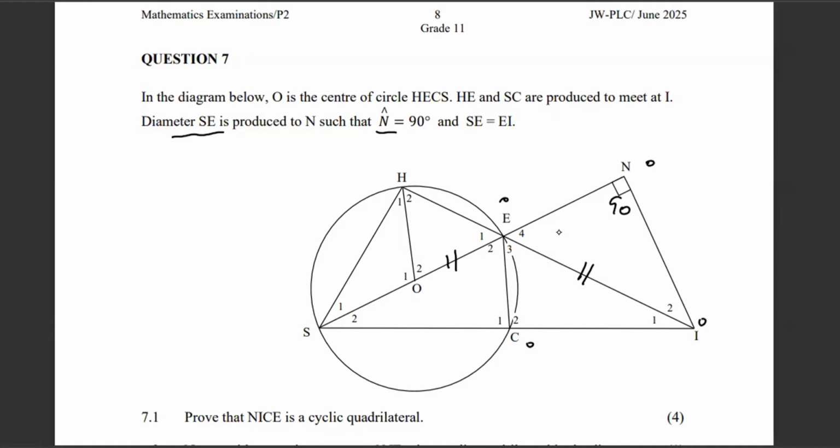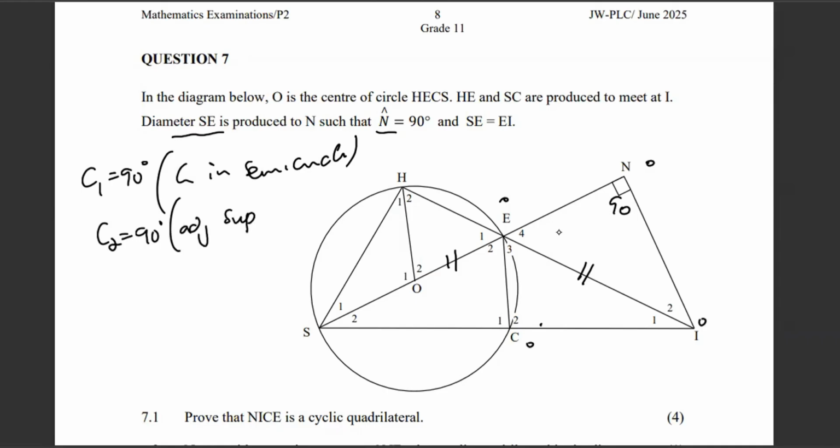Okay, so I think we're going to use the opposite angles because we already have a 90. If we can prove that C2 is 90, then we're good to go. So what I'm saying is that SHEC is a cyclic quad, but C1 is 90. Let's just use that. Angle in a semicircle, meaning that C2 is also going to be 90 because those are adjacent supplementary angles. Then we're seeing that C2 plus N gives us 180, or you can tell us that C1 is the same as N, which is 90. Then therefore, we're saying that NICE is a cyclic quad.